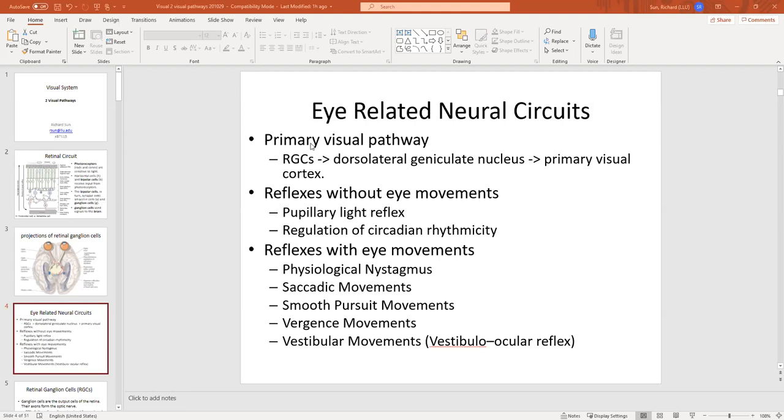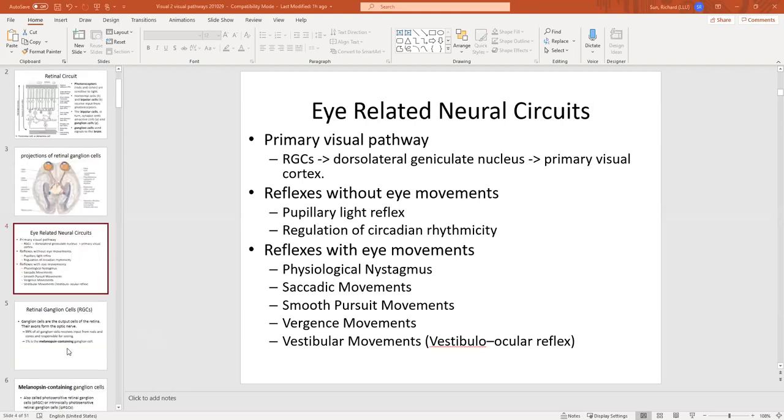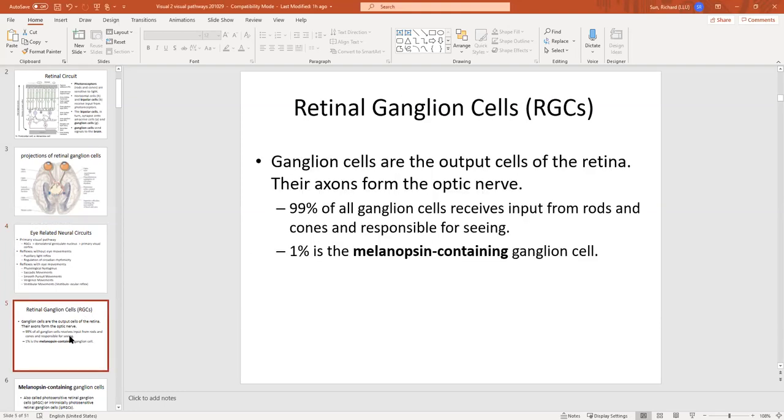Given the short period of time, we will only talk about these three, because these three are commonly mentioned and should be known by everyone who has ever taken, say, neurophysiology, right? So we will talk about these three areas. Before we talk about these three, let's look again at the retinal ganglion cells.